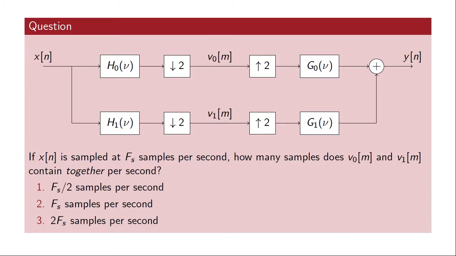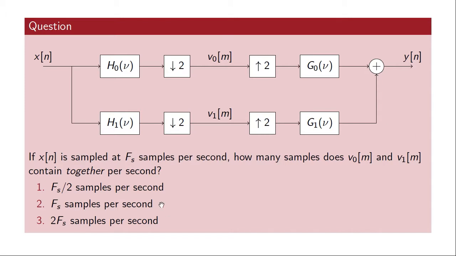So let's consider a question related to this. So suppose that we have a discrete time signal x of n, which is a sampled signal at fs samples per second. Then how many samples per second would we have combined in v0 and v1? Would we have fs over 2 samples per second in these two signals combined? Would we have fs samples per second? Or would we have 2 fs samples per second?